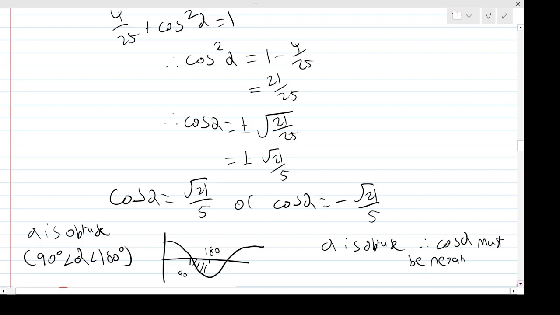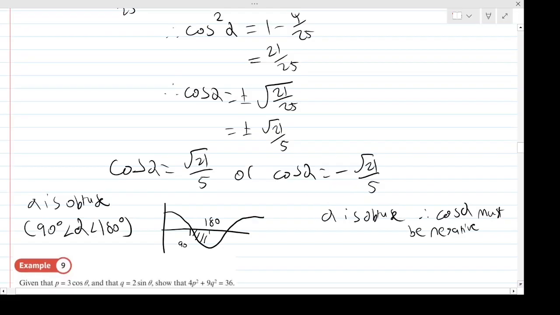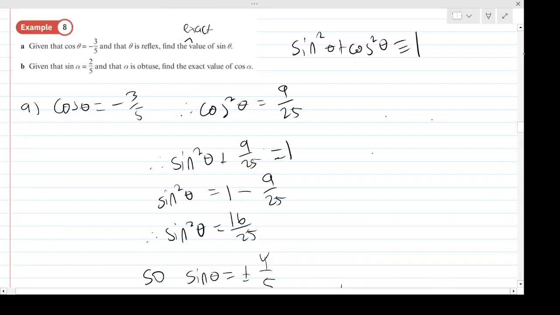If it's obtuse, between 90 and 180, that part of the cos graph is negative, underneath the axis. So therefore we have to take this. So cos alpha is minus root 21 over 5. And there we are. These identities also give us a way to link sine and cos together without having to do inverse to find the angle. We can just skip to converting cos to sine via this identity over there.